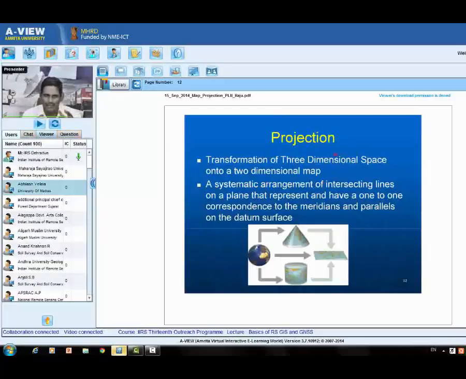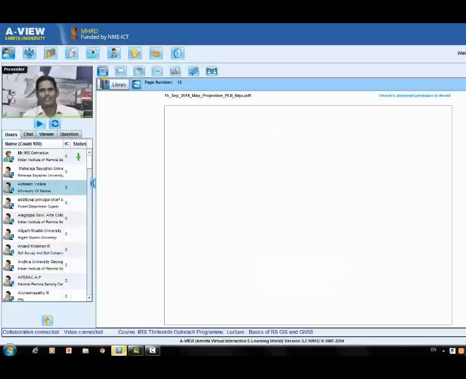As I mentioned in my first slide also, transforming a three-dimensional space into a two-dimensional map is called a projection. Basically, it is a systematic arrangement of intersecting lines on a plane that represent the corresponding meridians and parallels on the datum surface. So this is what a projection is. Suppose we have the globe; then we use different projection systems. Either we use a cone as a reference frame, or we use a cylinder. Then you project finally into your output map.